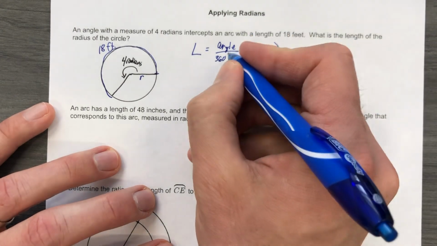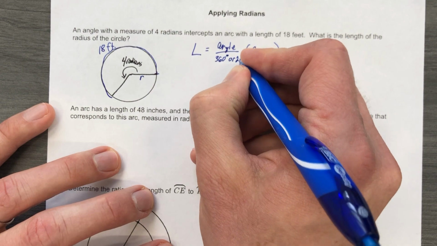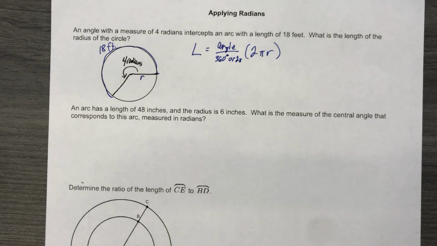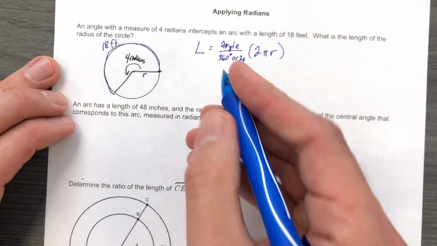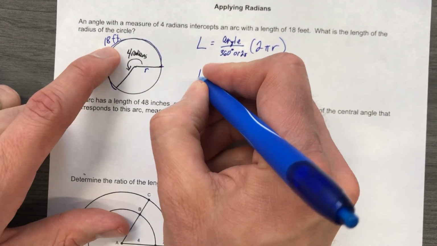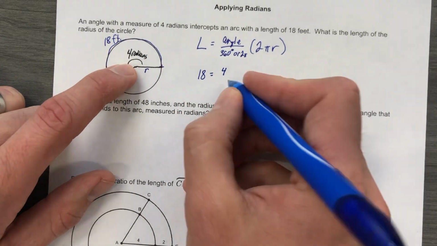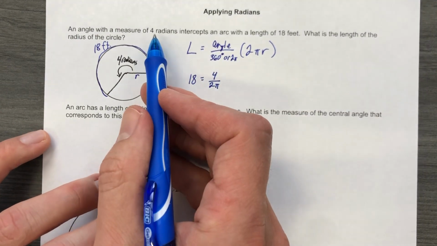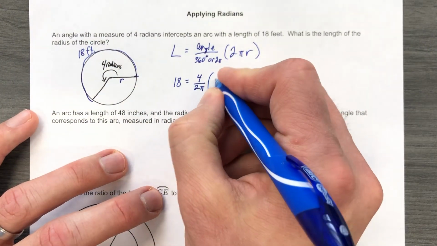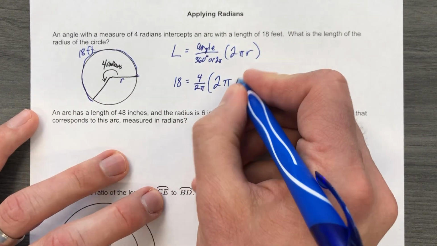And this is true, 360 degrees. But in this case, I'm dealing with radians, so 360 degrees or 2 pi radians, whichever measurement you're dealing with, because one full circle, instead of calling it 360 degrees, we can call it 2 pi radians. So what we're going to do is deal with the length, which is 18 feet. And the angle is what we also do know, so 4 radians divided by 2 pi. Often if they're dealing with radians, you will have a pi in the problem. In this case, we don't. And 2 times pi times the radius, which we don't know, and that's what they're asking for.